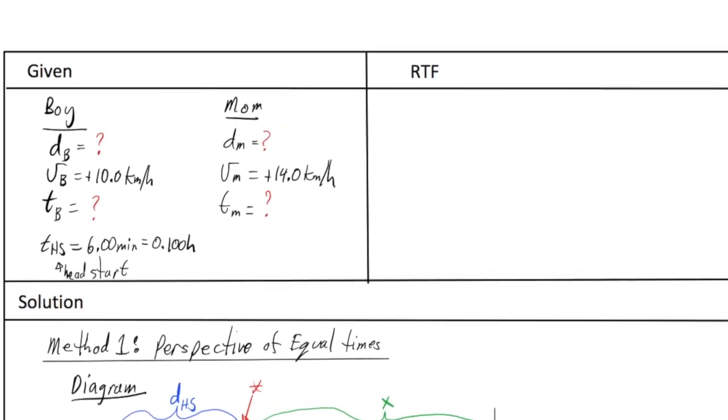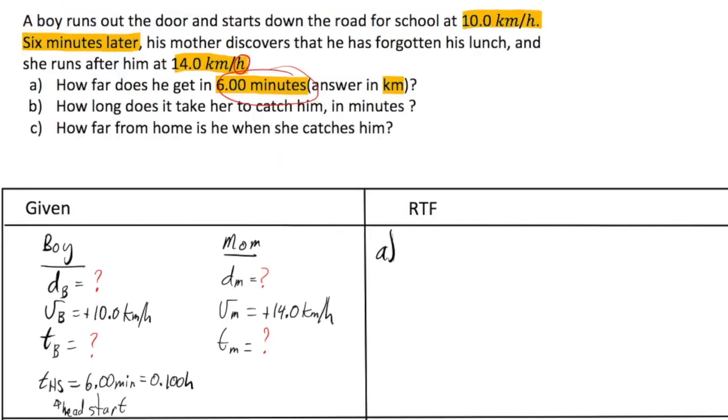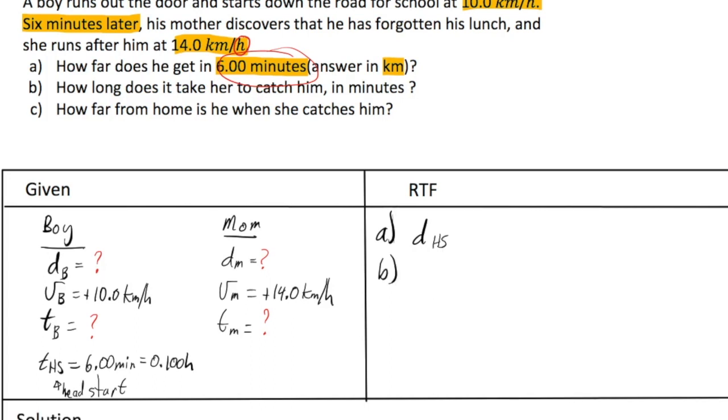So let's go back up top and figure out our givens. First of all, for part A, we're looking for the distance of the head start. For part B, we're looking for the amount of time it takes for mom to catch up. That's the how long. And we do want the answer in minutes, but since we converted everything to hours, we'll have to do the conversion back. So we're looking for time, mom, and part C: how far from home is he when she catches him?